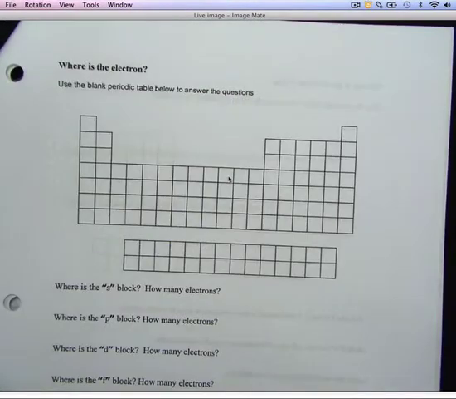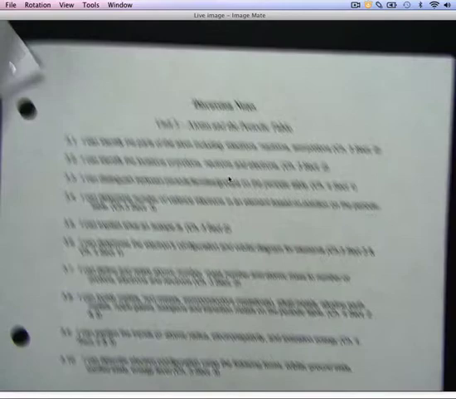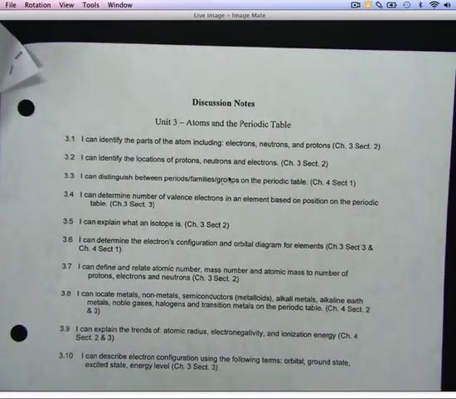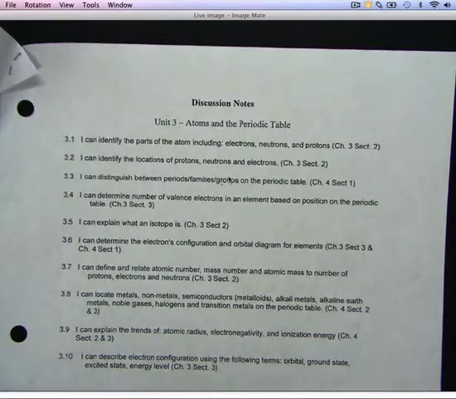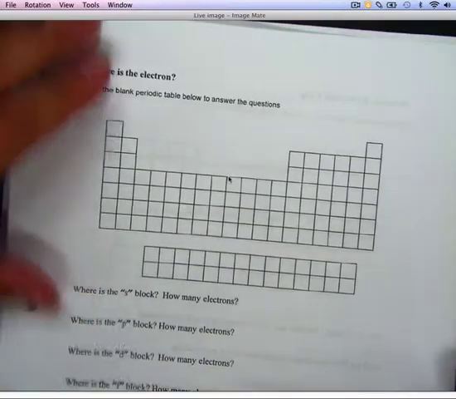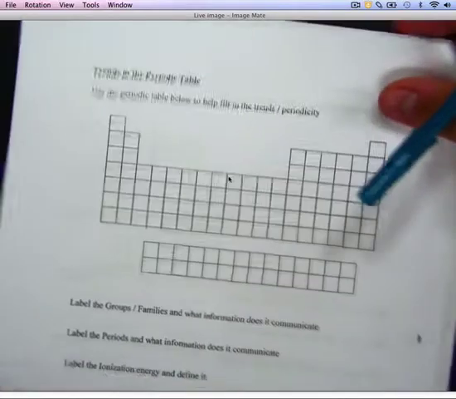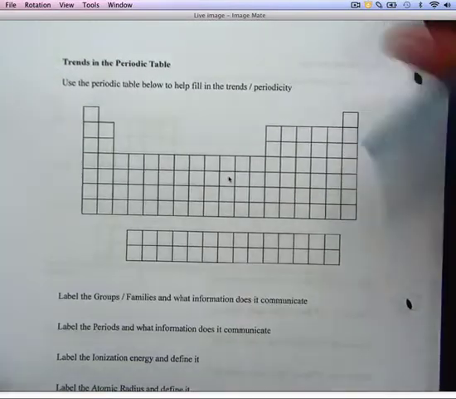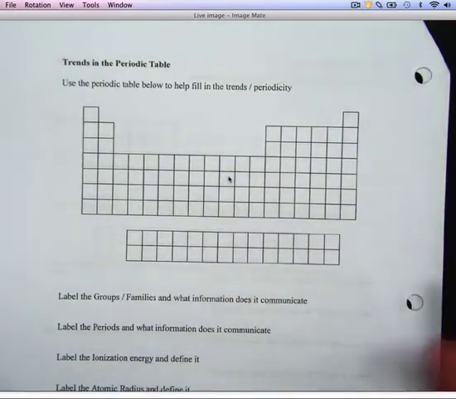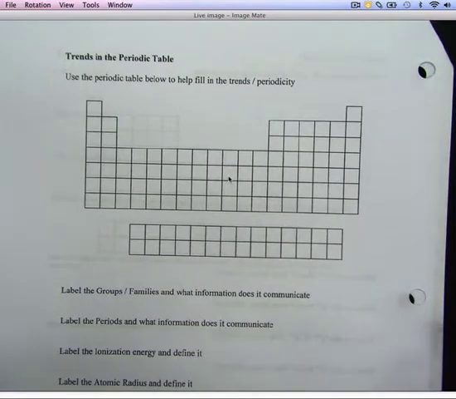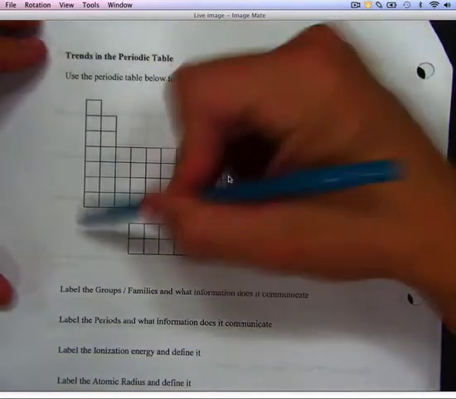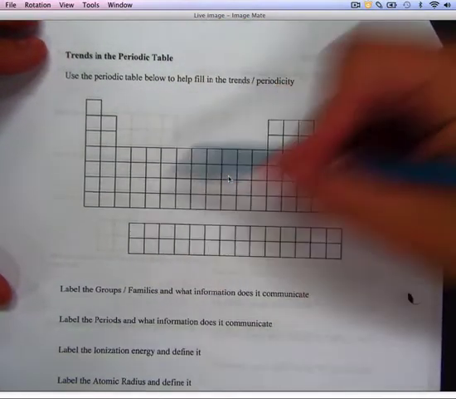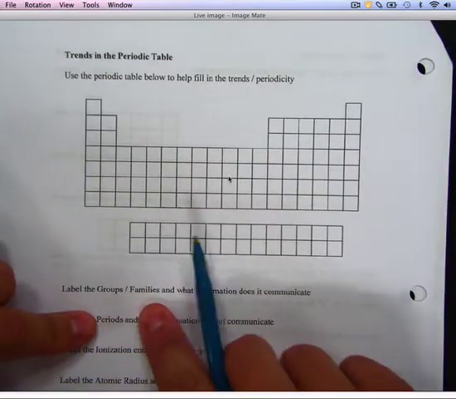It's the third lecture in our session on part 3, discussion notes for the atoms and periodic table. We're opening to the part where it says trends in the periodic table: how it's organized and where everything fits in. The vertical columns, which go up and down, are called groups and families.